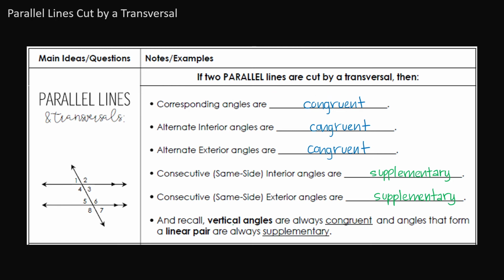We also want to remember from a previous lesson that vertical angles, for example, angles 2 and 4 that are across from each other when two lines intersect, those are always congruent. And angles that form a linear pair, for example, angles 5 and 6, they're on the same line, adjacent to each other, those are always supplementary. So lots of angle relationships to remember when two parallel lines are cut by a transversal.